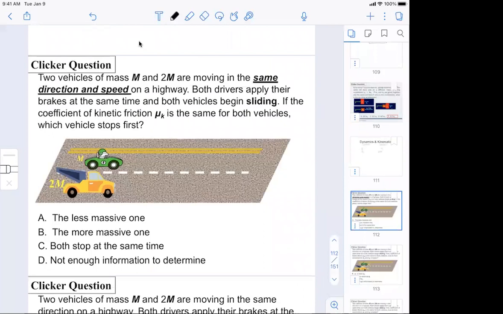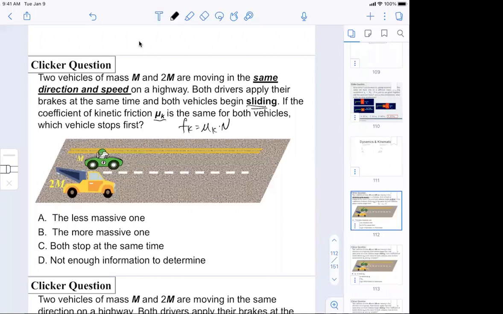So here is one question. You have two vehicles, one of mass M, one of twice the mass, moving in the same direction and at the same speed. They hit their brakes and they begin sliding. Now this is a simplification. In real life, you're not sliding, you're really rolling. But for simplicity, we think they're sliding. So you have a frictional force, the normal frictional force that we talk about, mu of K times normal force, okay? This friction is applied on both of the vehicles. Which one will stop first? The less massive one, the more massive one, or both of them stop at the same time?